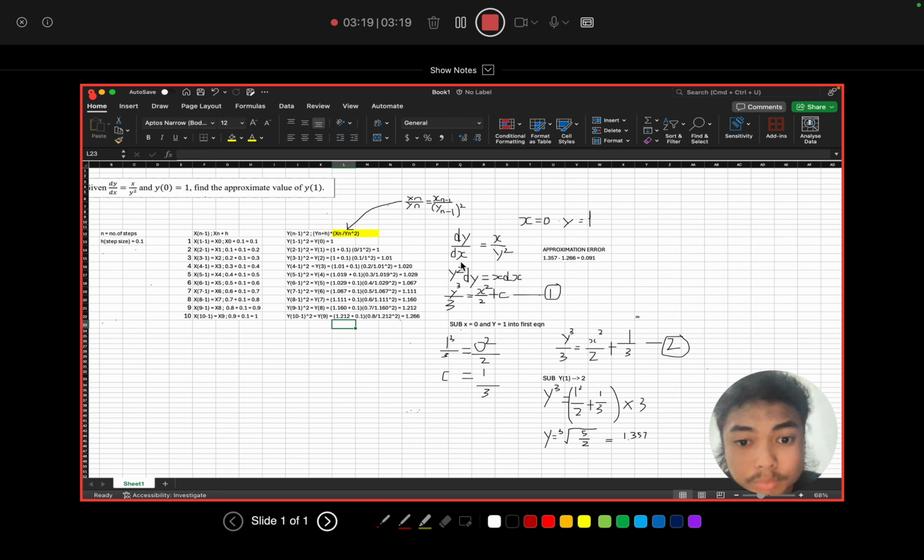Okay, so then from there you need to integrate dy over dx equals x over y squared, so you get y cubed over 3 equals x squared over 2 plus c. Then you sub in the equations. You get 1.357. So then you minus the answer you got here, 1.357 minus 1.266 equals 0.01. That is my answer for my approximation error. Where you get this 1.266 is from the answers that I got over here.